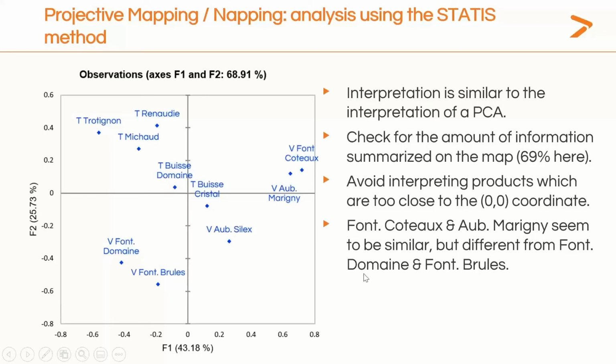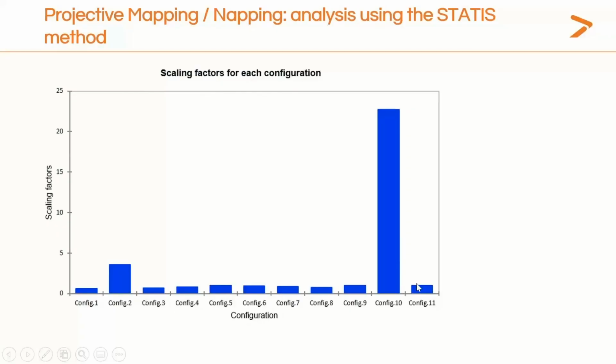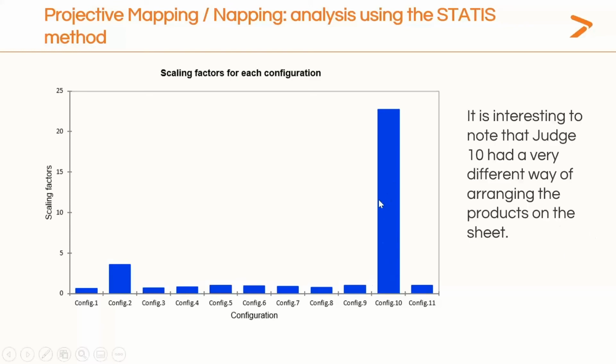Okay, so this is how we draw a mapping using STATIS and we interpret it. Then STATIS provides many other outputs. For instance, it tells you how much every judge or configuration was adjusted in order to have a synthetic map. We see that configuration number 10, or judge number 10, had a very different way of arranging the products on the sheet. So it was very distorted compared to the other judges, and STATIS really made an effort to limit the distortion of this judge.